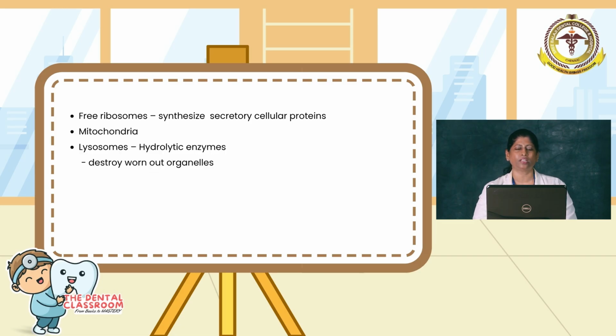Apart from the various organelles we mentioned earlier, we can also see free ribosomes which can synthesize secretory cellular proteins. We also have mitochondria, which happen to be the powerhouse of the cell. In addition to that, you can also see lysosomes, which are hydrolytic enzymes destined to destroy worn out organelles. With this, we conclude the organization, the structure and the serous cell. In the next part, we will go into details about the mucous cell and the differences between serous cell and mucous cell. Thank you.